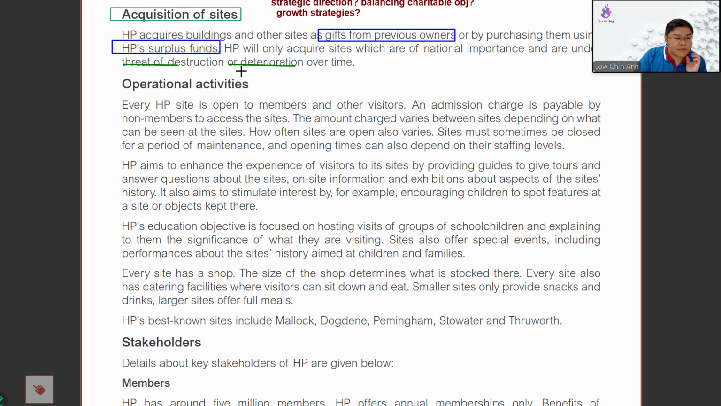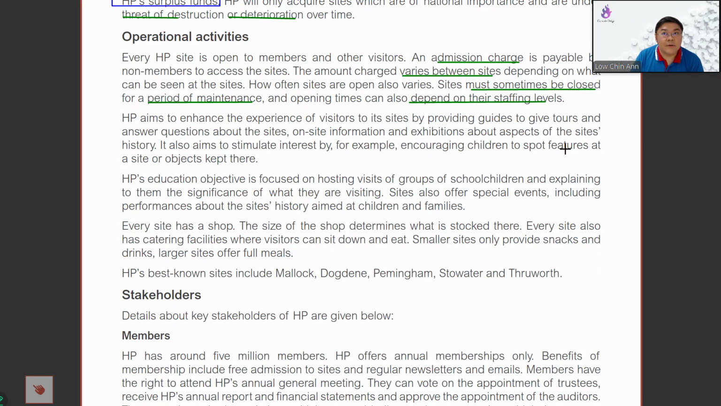Okay, operational activities. They say every HP site is open to members and visitors. An admission charge is payable by non-members to access the site. The amount charged varies between the sites depending on what can be seen at the site. How often sites are open also varies. Sites must sometimes be closed for a period of maintenance, and opening also depends on the staffing level. So if your consistency is not there, you're going to have a big problem.